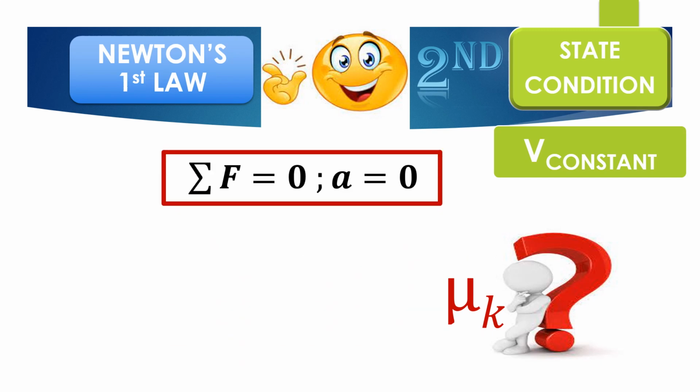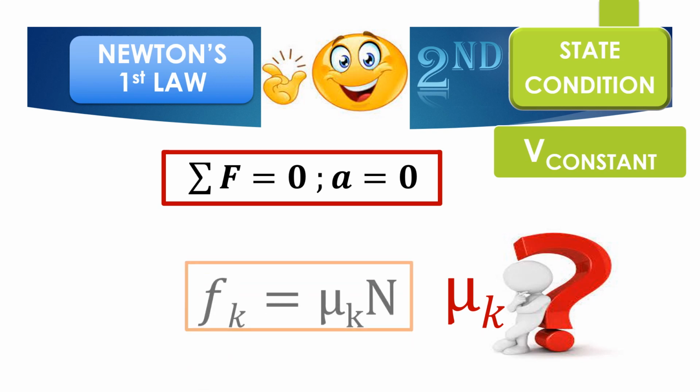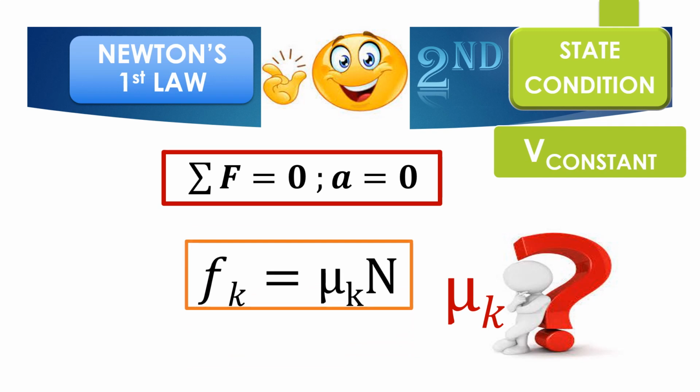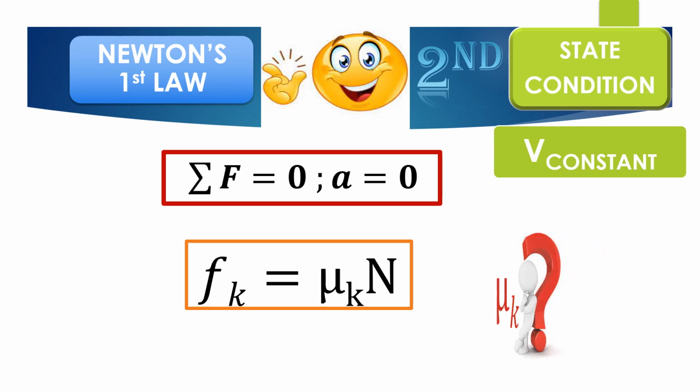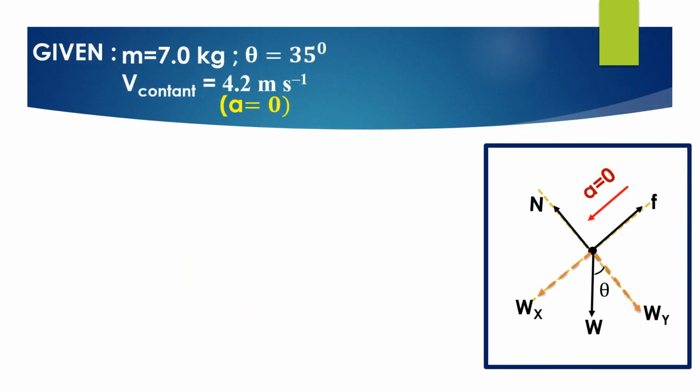So we write down the condition first. The net force is equal to 0, where the acceleration is 0 because v is constant. Okay, by referring to the formula of frictional force, kinetic friction is equal to the coefficient of kinetic friction times normal force. So how about the value of mu k? Now we resolve the question.